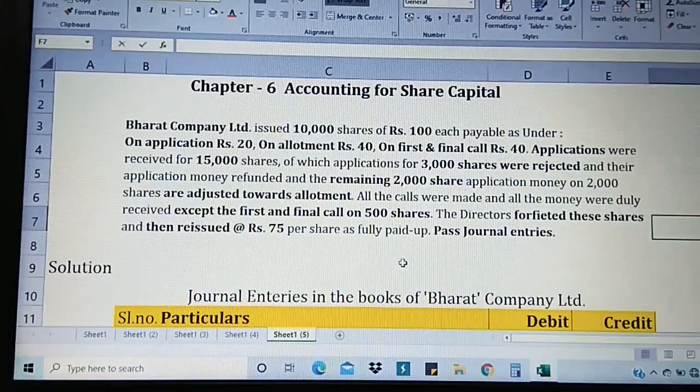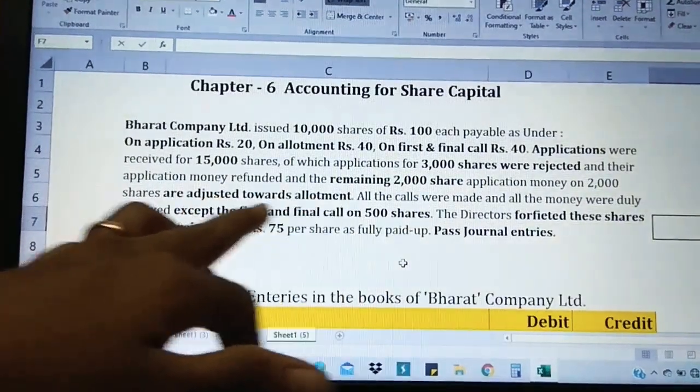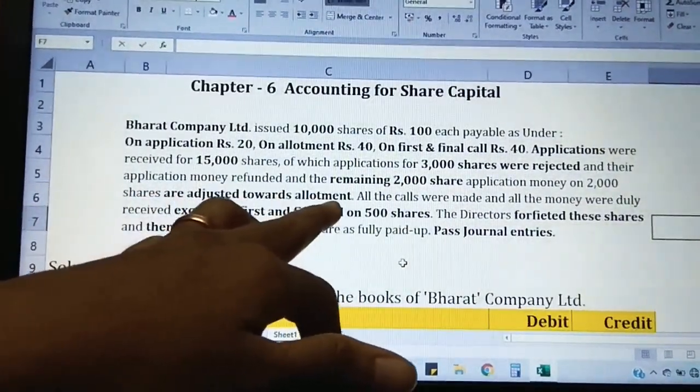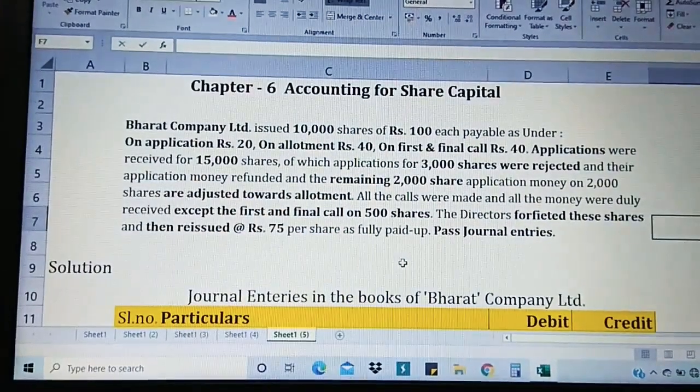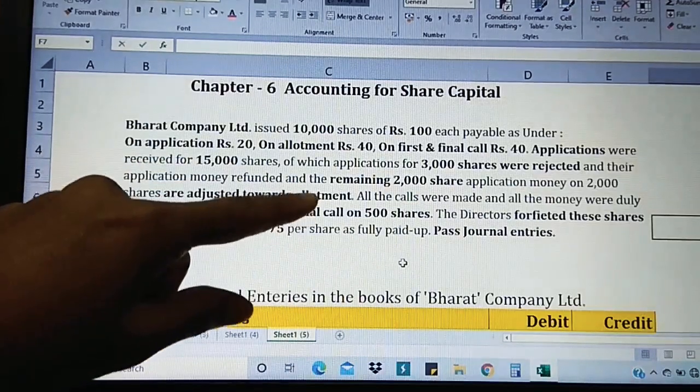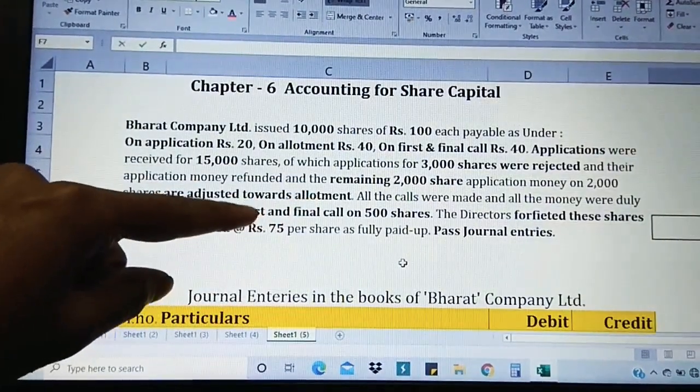Observe, the remaining 2,000 shares' application money is being adjusted towards allotment. Could you all find the highlighted, bold portion? This was not found in the first exercise. There we had only refunded the complete excess amount. But here, out of that 5,000, 3,000 is being refunded and 2,000 is adjusted towards allotment. So this will get affected under the allotment entry. We are going to see how we are going to do this step.